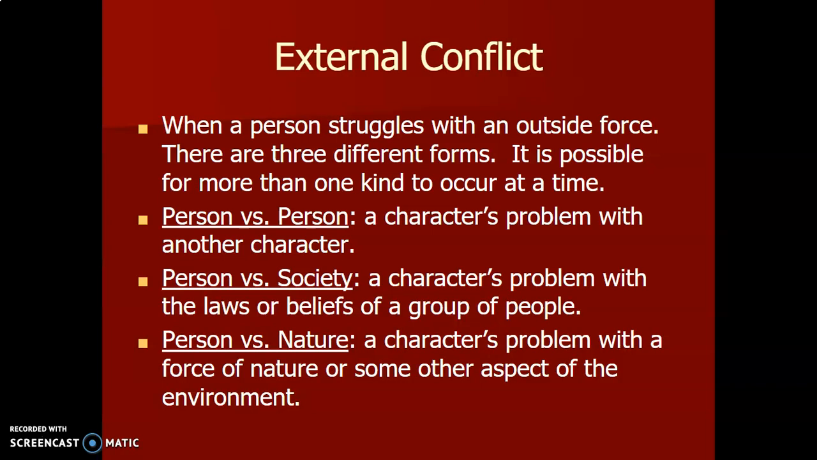There are 3 different forms that are the most popular. Again, it is possible to have more than one kind in a story, and it is possible to have more than these 3, but these 3 are the more popular of them. So we have person versus person. This is when a character has a problem with another character. This is usually like the antagonist versus the protagonist in that aspect.